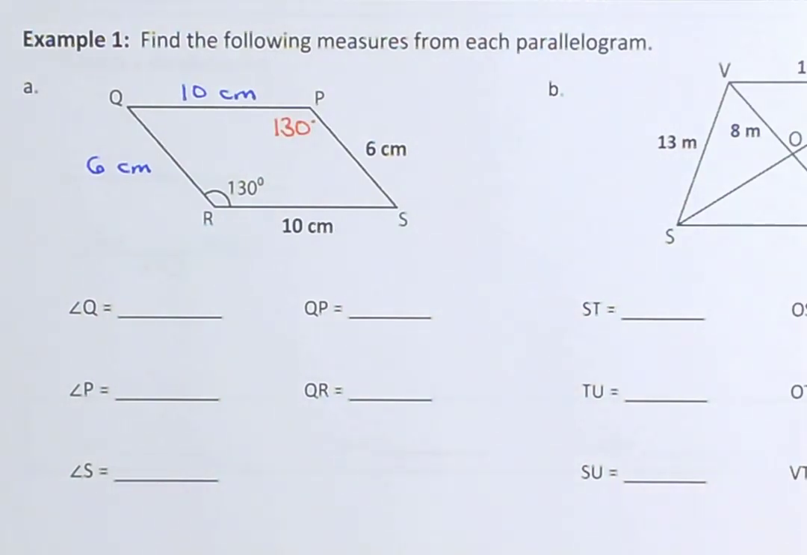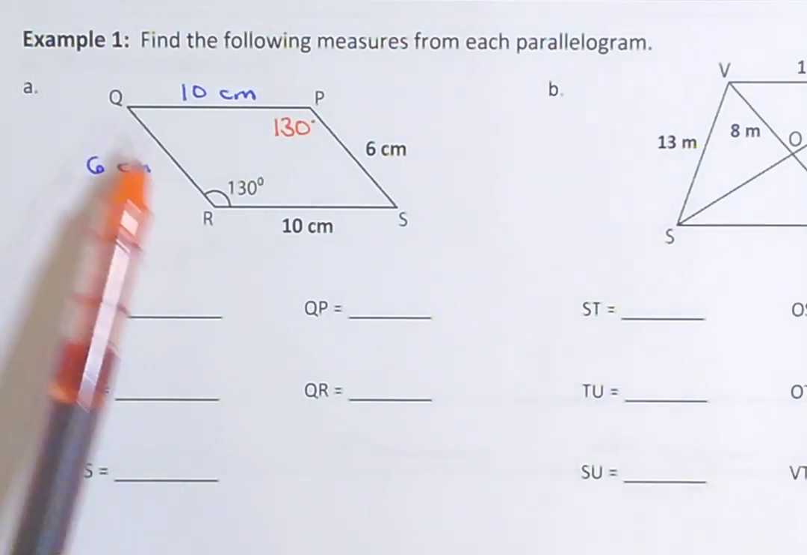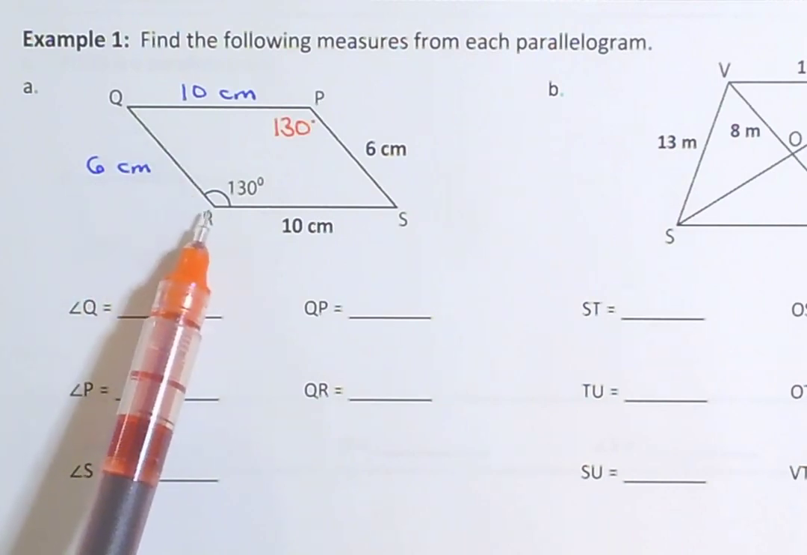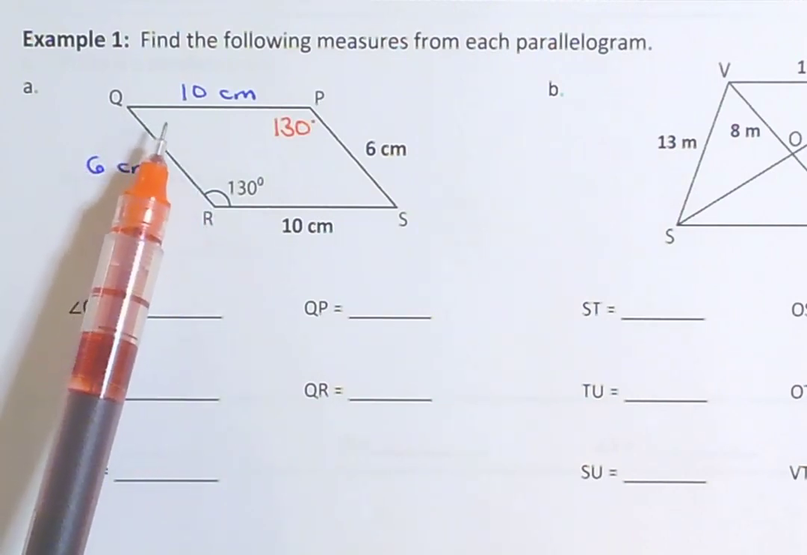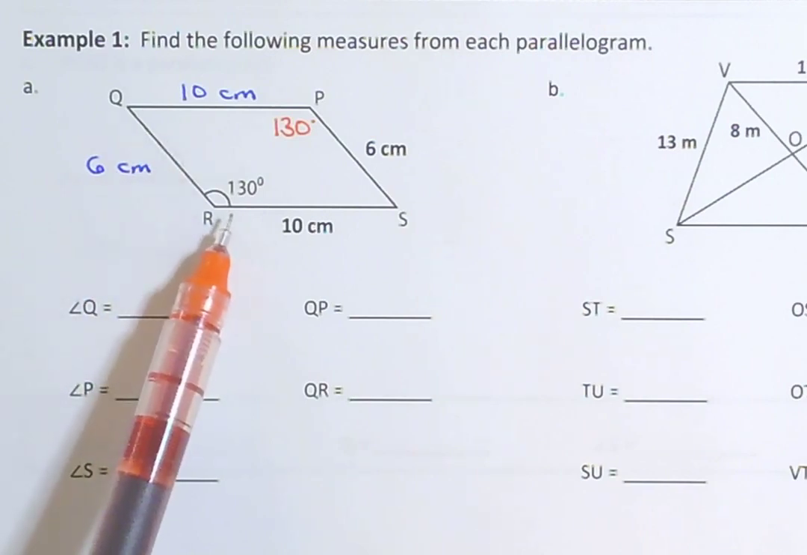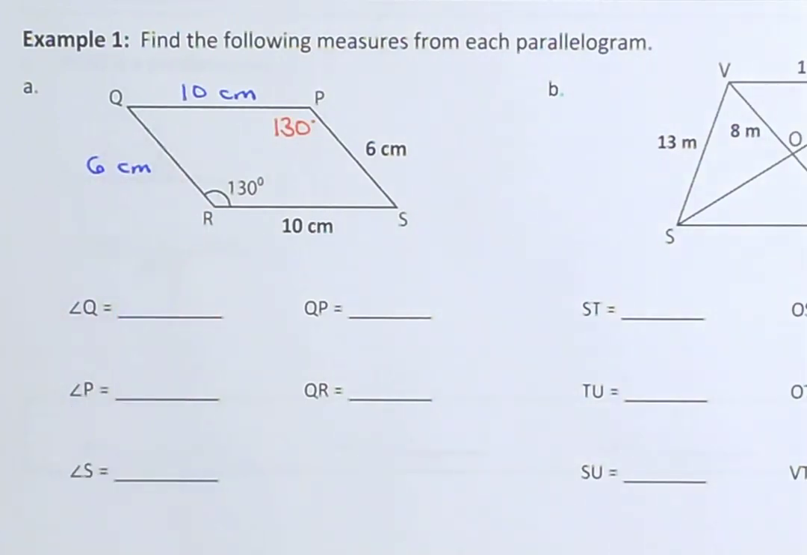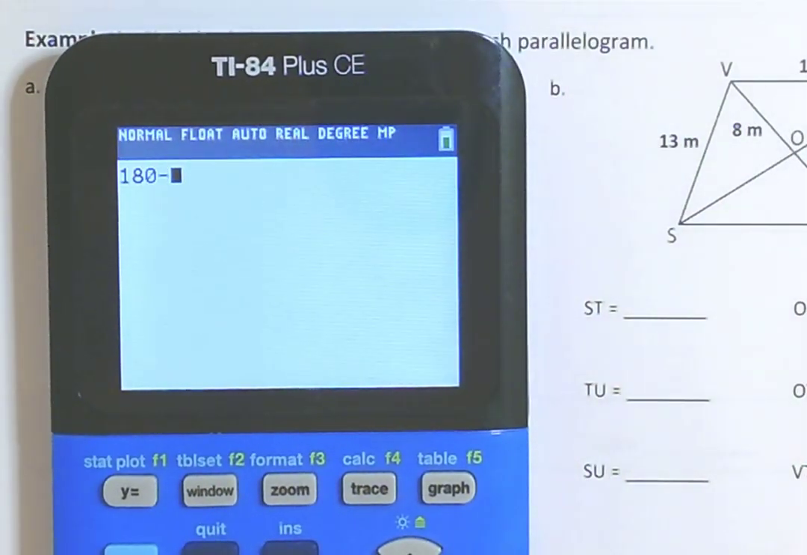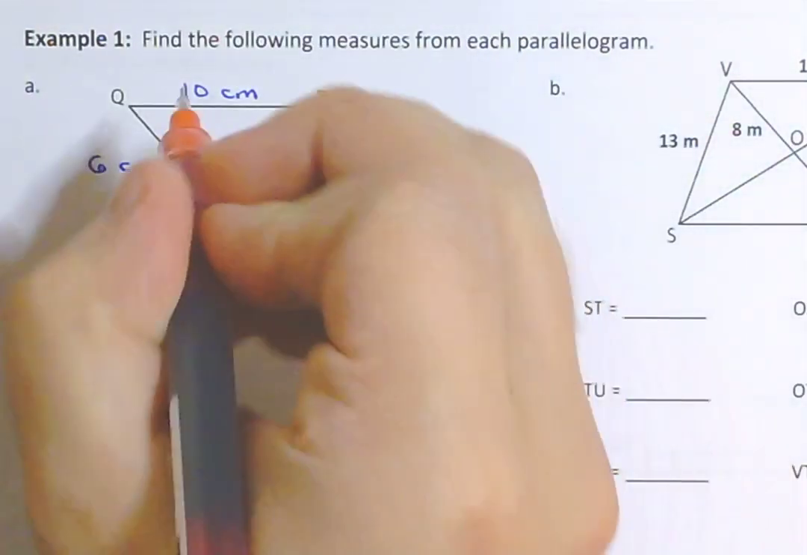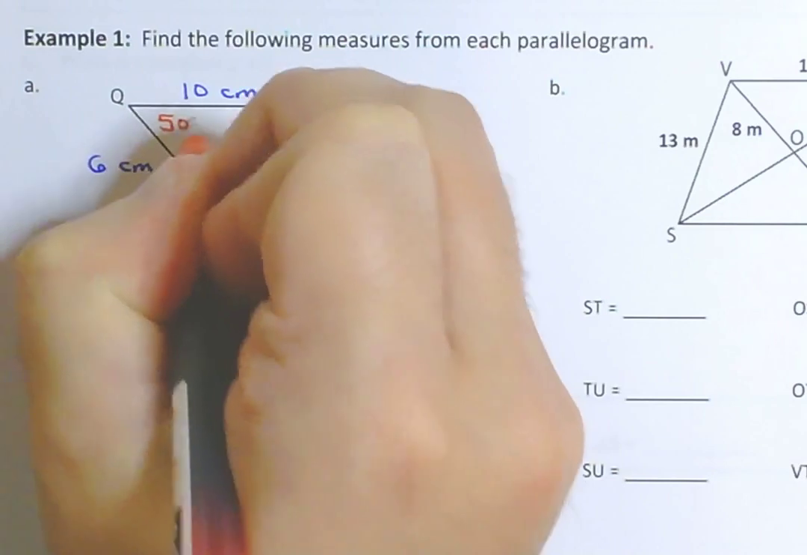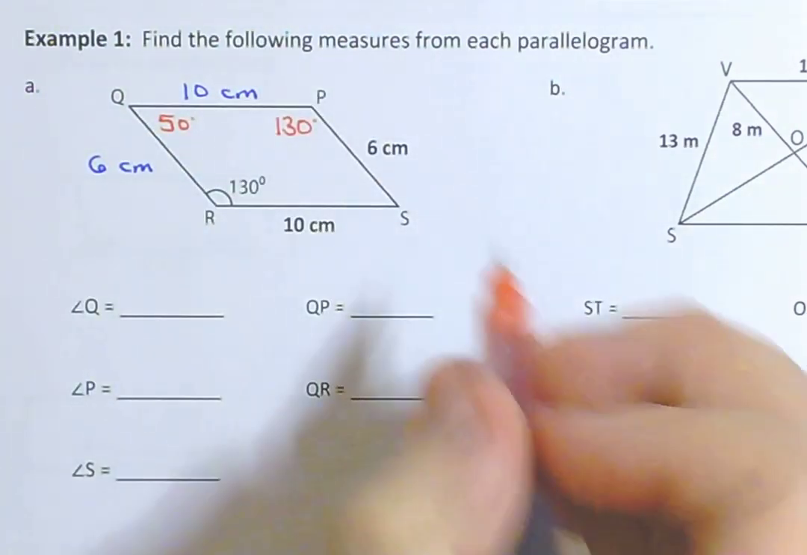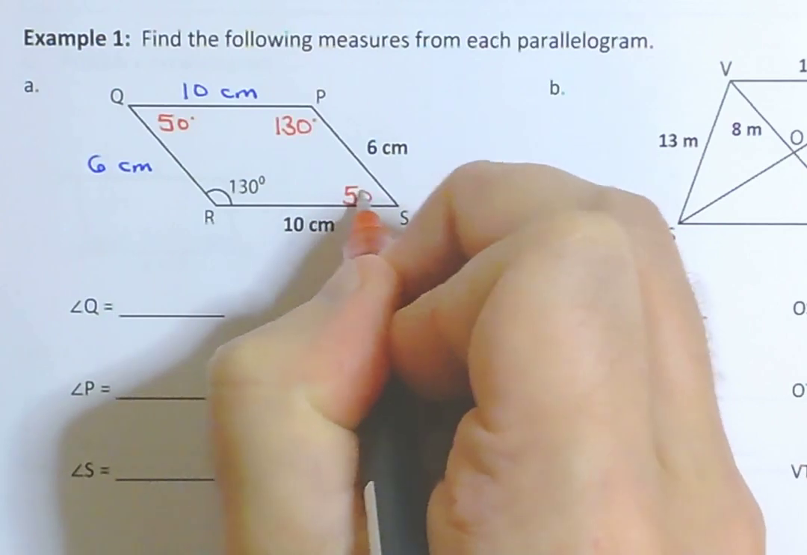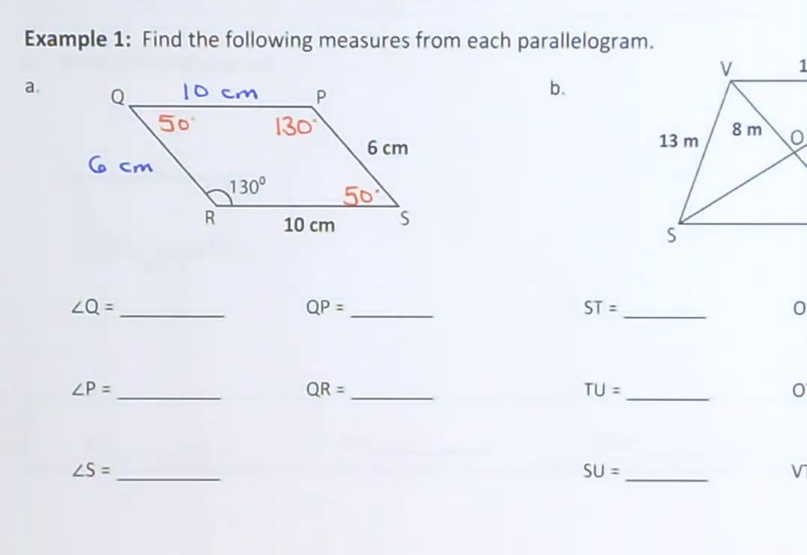And if you recall, the third property that I talked about today is that consecutive angles are going to add up to be 180. So to figure out Q, I'm going to do 180 minus 130 to tell me what Q is going to be. So if we just calculate that real quick, 180 minus 130, we're going to get 50. So that tells us that angle Q is going to be 50 degrees. And then as I've already mentioned, that means that we also know that S is going to be 50 degrees.